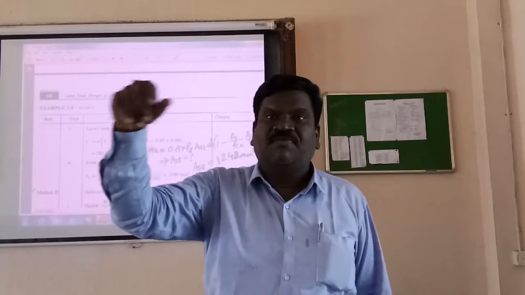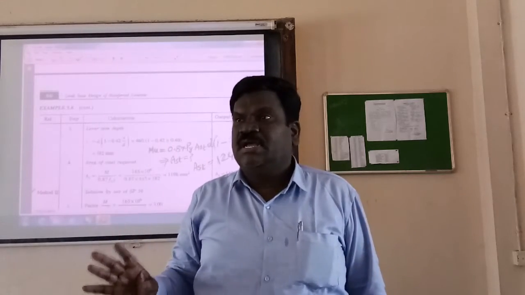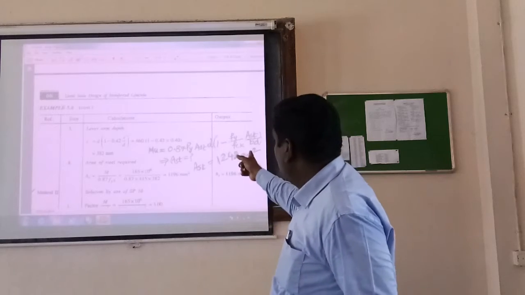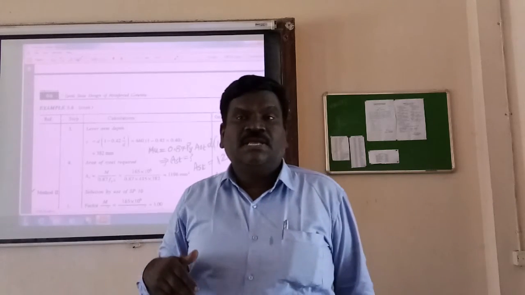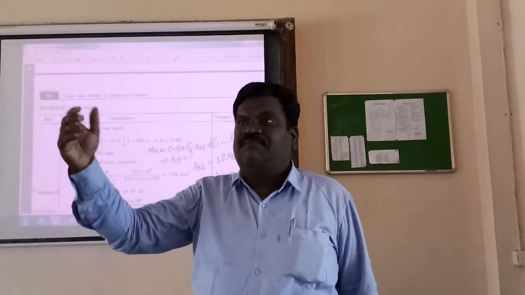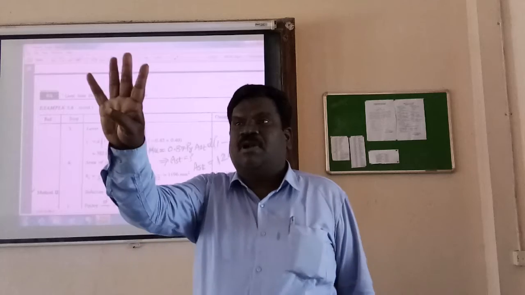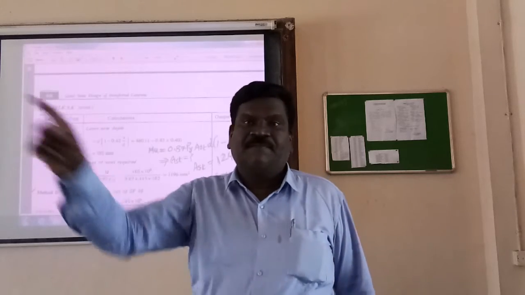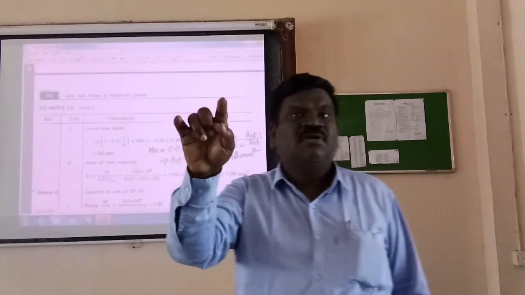What is the area of 1 bar? Pi by 4 d square, 20 square. Compute this area 1242 divided by the area of 1 bar. Determine the number of bars. 3.89 you are getting. Provide 4 numbers of 20 mm diameter.